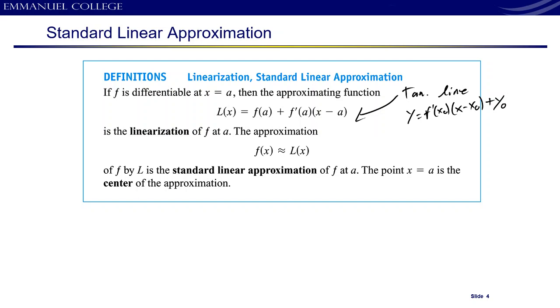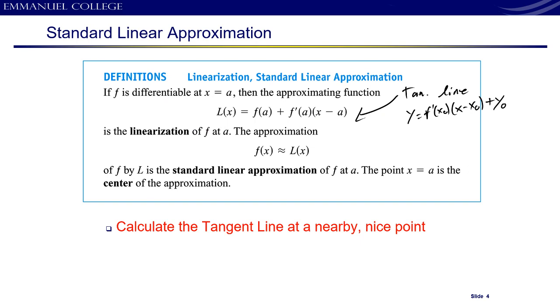And you call the point that you're approximating around the center, because everything is going to move either further away or in a positive or negative direction from that point. But the key takeaway is it gives you a decent approximation. It doesn't tell you exactly what the value is, but it tells you a very close approximation of what the value is.